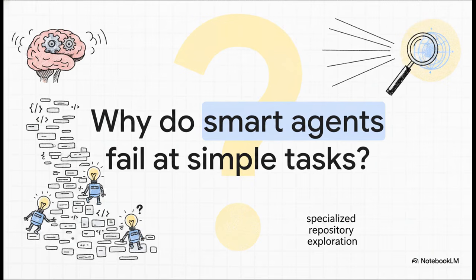So, let's start with a really simple but honestly kind of perplexing question. Why do incredibly smart coding agents completely fail at relatively simple tasks? You drop the most advanced AI into a massive, unfamiliar code repository, and suddenly, it's just stumbling in the dark. As it turns out, the issue isn't that the AI lacks logic or coding skills. No, the problem is fundamentally about how it looks for information.